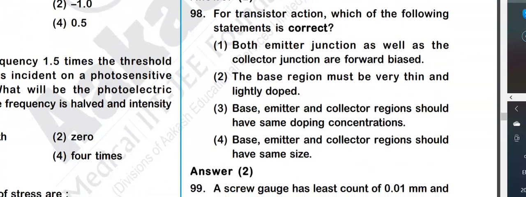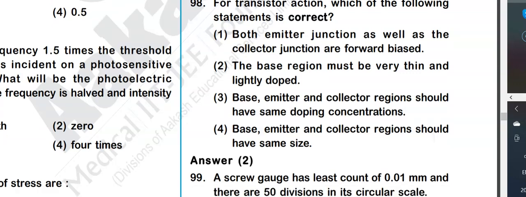98. For transistor action, which of the following statements is correct? Both emitter junction as well as collector junction are forward biased. The base region must be very thin and lightly doped. Base, emitter and collector regions should have the same doping concentrations. Base, emitter and collector regions should be of the same size. Among the four options, the second one is the correct answer, because the base region should be very, very thin and lightly doped. Only then can the transistor action be active. So option 2 is the correct answer.